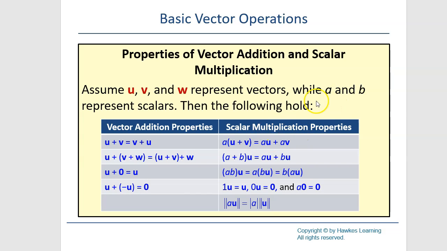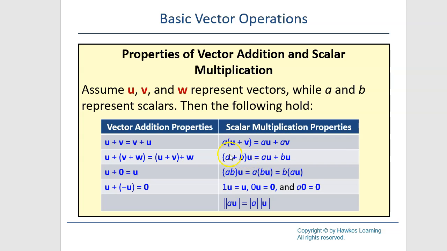Multiplications, a and b here represent scalars. These are vectors. Scalars just mean numbers that make vectors bigger and smaller, like stretch them or shrink them. So this is multiplying through by a scalar. What do we do if we add two vectors and then multiply by the scalar? It's the same thing as multiplying by the scalar to each vector and then adding.